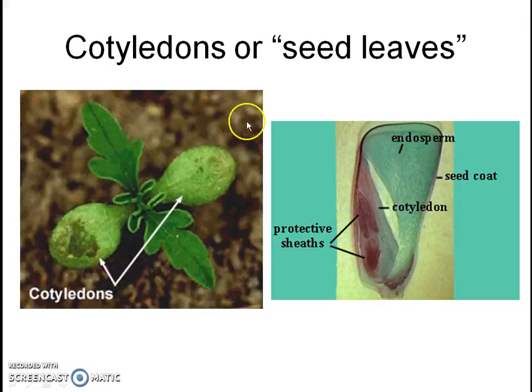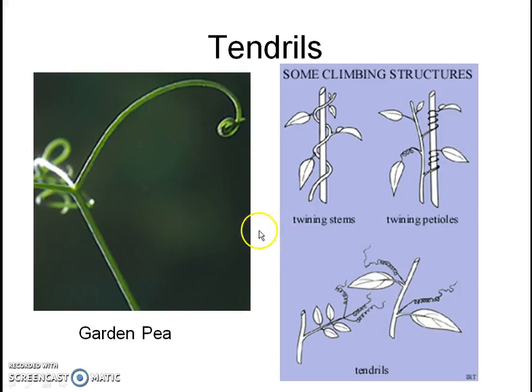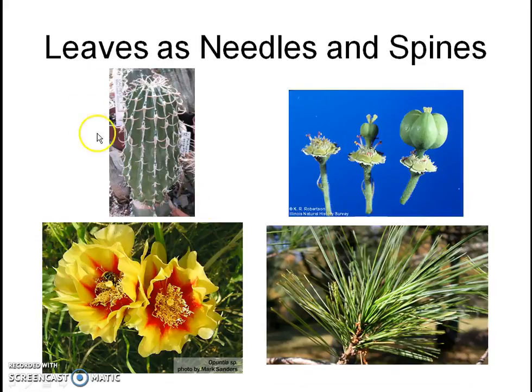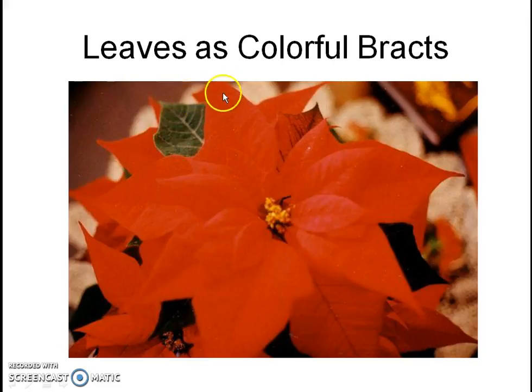These are cotyledons or seed leaves. This is the structure of a cotyledon, seed coat, endodermis and protective part. These are the structures of tendrils, leaves and needles showing spines on them, and this is a leaf as a colorful bract. These are the bract structures.